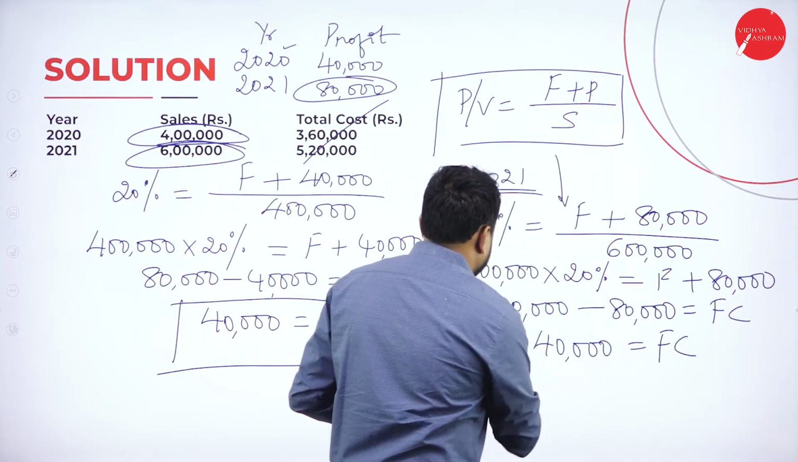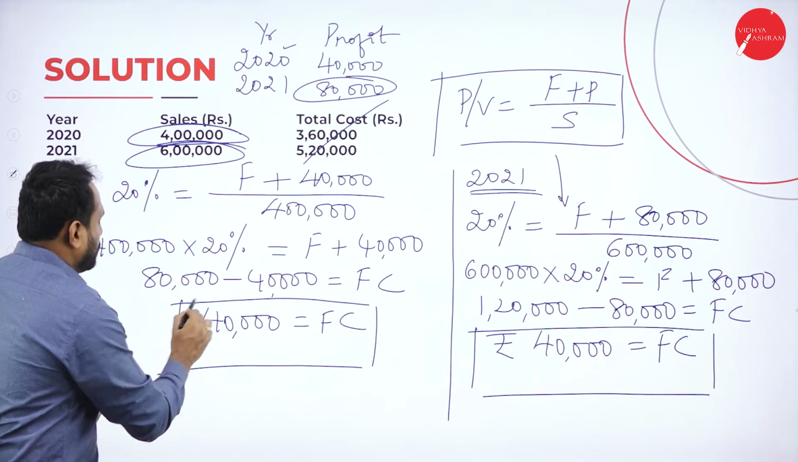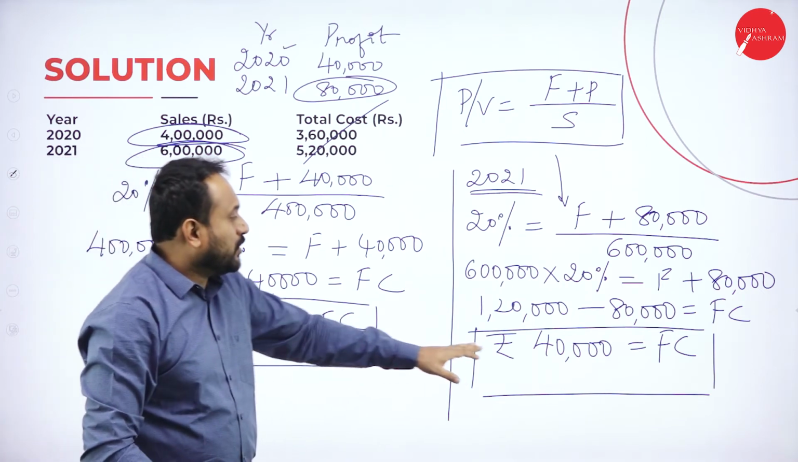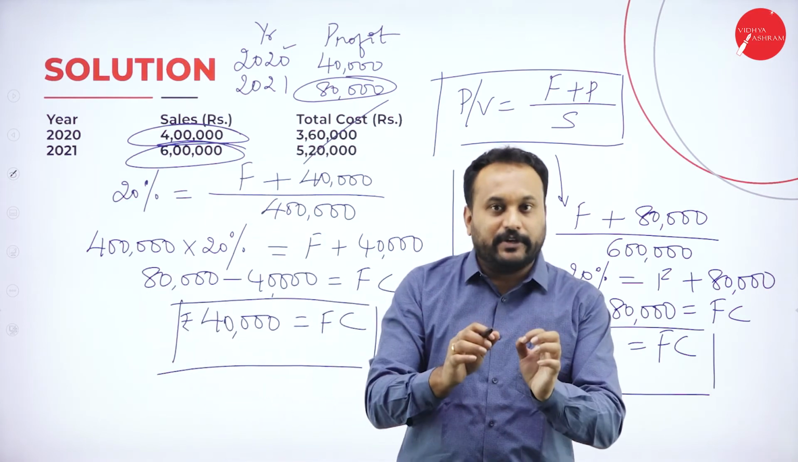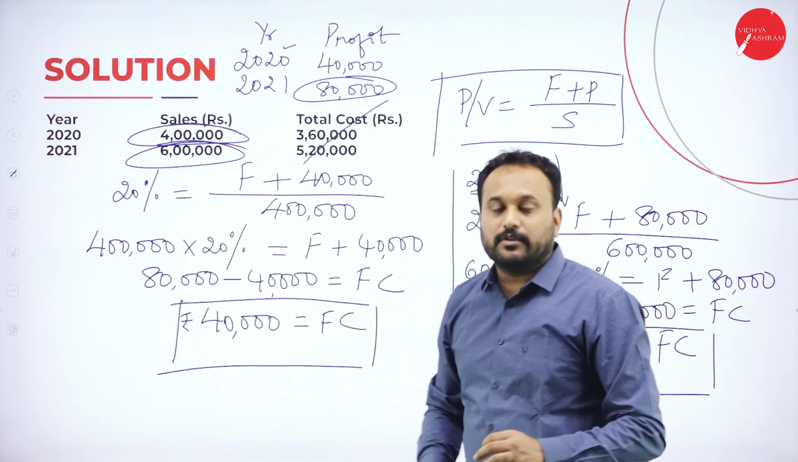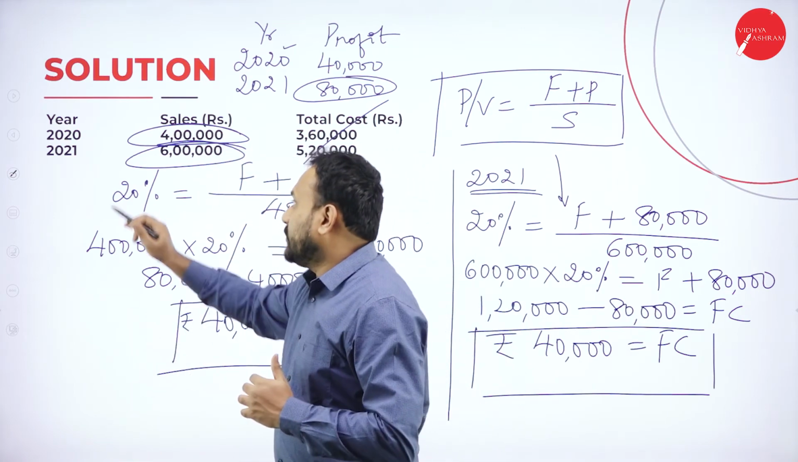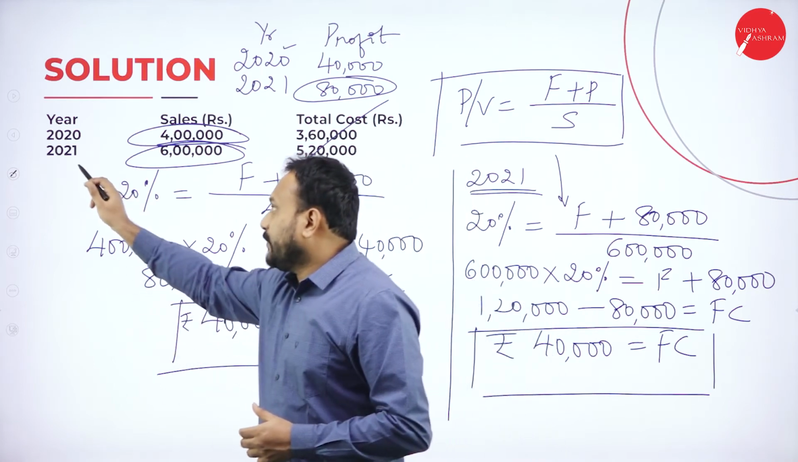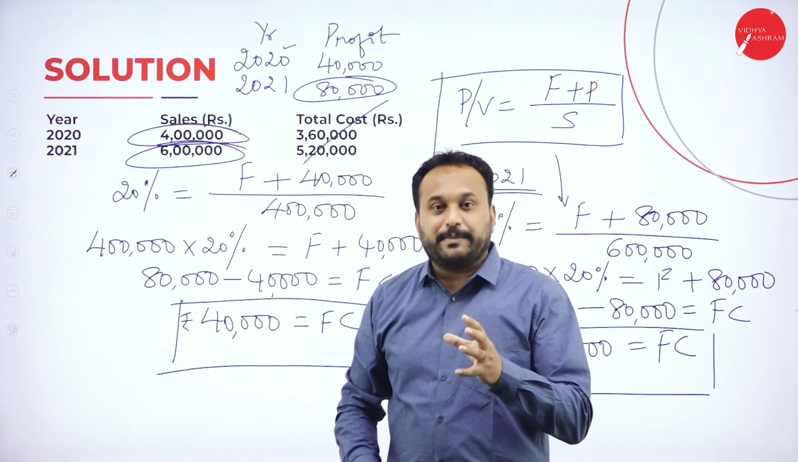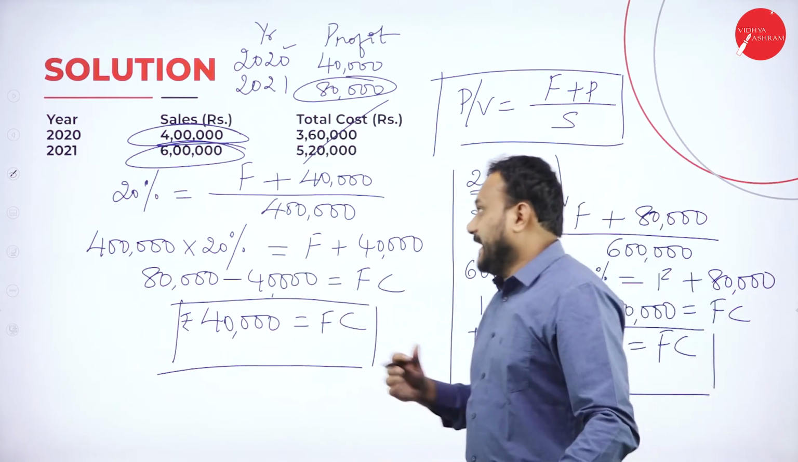Go with rupees 40,000. Here also it is rupees 40,000. So whichever way you take, that means the same year's profit with the same year's sales, you are supposed to go, because fixed cost will never change. So if fixed cost for 2020 is 40,000, that means in 2021 also the fixed cost remains the same. That is what I wanted to show you. Let's go with the next one.